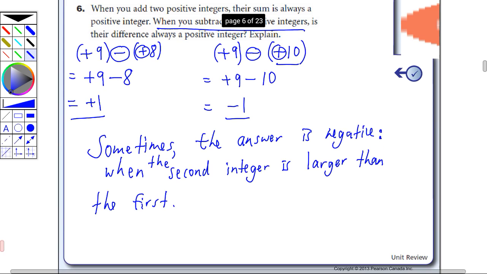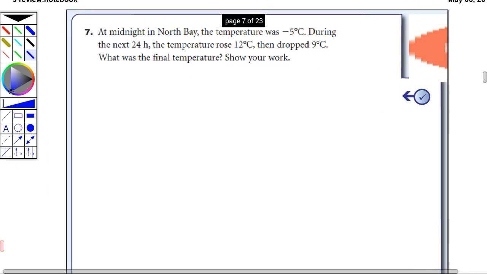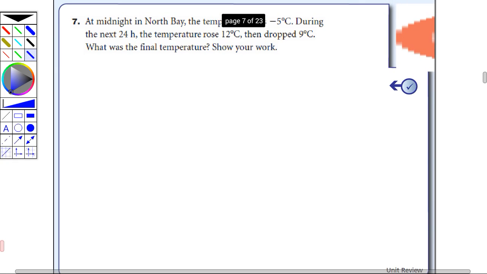Let's look at number 7. At midnight in North Bay, the temperature was -5. During the next 24 hours, the temperature rose 12 and dropped 9. What's the final temperature? So we're starting at -5. That's our starting point. So we're going to write that out, -5.